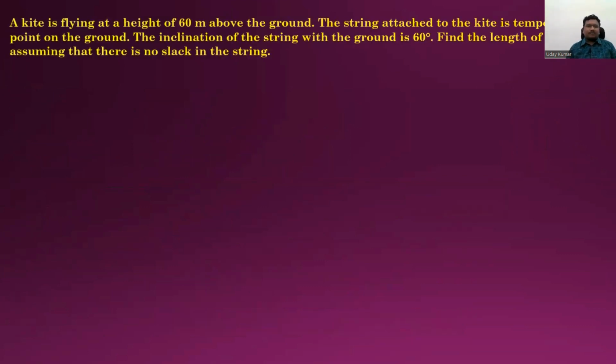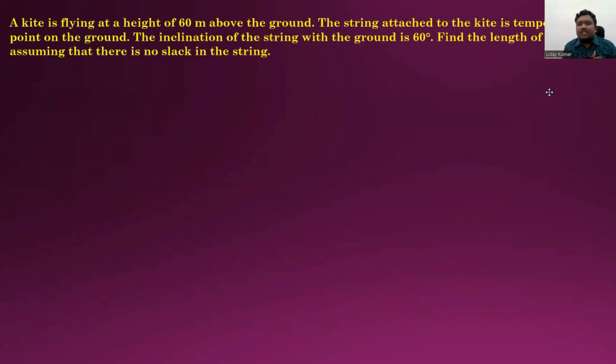Next, fifth question. A kite is flying at a height of 60 meters above the ground. The string attached to the kite is temporarily tied to a point on the ground. The inclination of the string with the ground is 60 degrees. Find the length of the string, assuming that there is no slack in the string. So what does it mean? There is no slack. Means no knots, nothing. The string is completely straight.